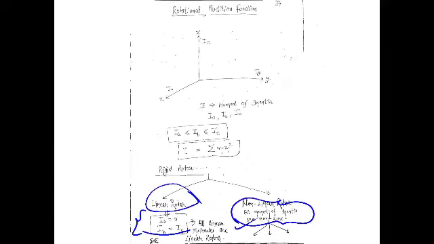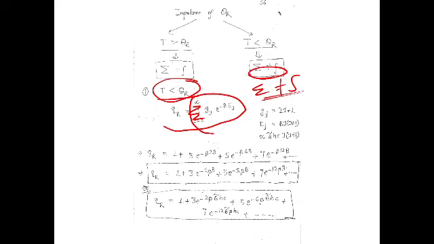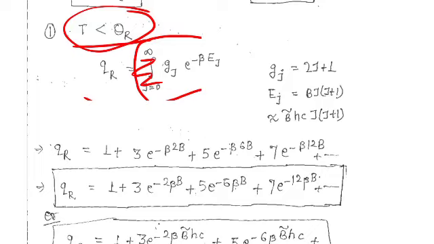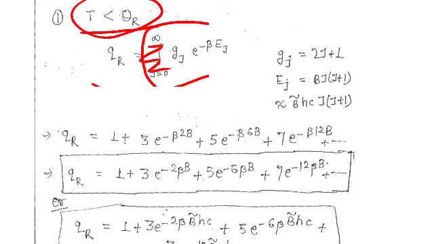If you are doing it in your notebook, then you are very clear with this, that we have to just put the value of the degeneracy g_j and the energy of the 0 state, 1 state, 2 state, then 3 state, and then finally you will get the q_R as this. So on arranging, we get q_R equals 1 plus 3 e to the power minus 2 beta B plus 5 e to the power minus 6 beta B plus 7 e to the power minus 12 beta B plus, and so on.